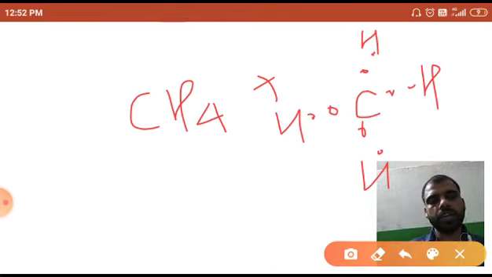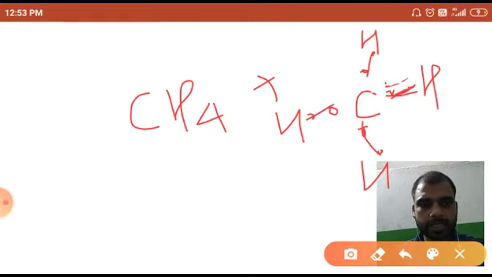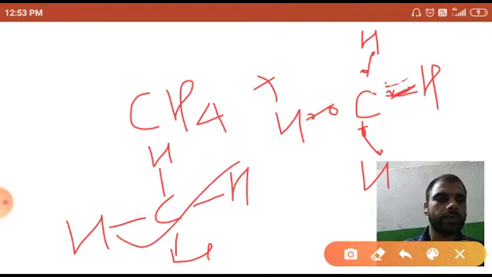Then it will form a single bond. This one will also form a single bond, this one will also form a single bond, and this one will also form a single bond. So how can this structure look? CH, CH2, CH3, CH4. Now, dear students, this is the structure of methane, and you have understood that carbon can mutually share its electrons with hydrogen atoms.